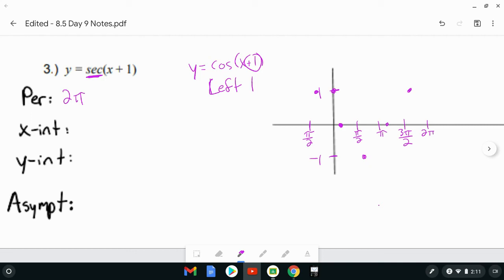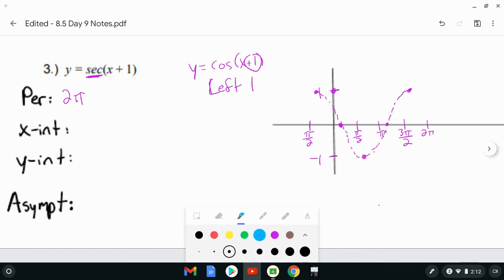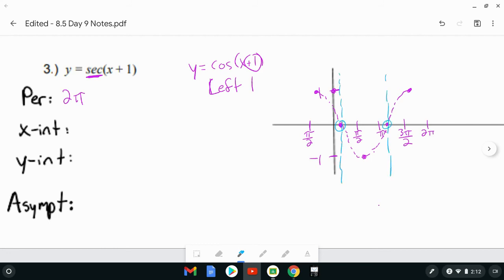So if we graph this one, this again is just the cosine graph of x plus 1. But recall that the secant graph is very similar again to cosecant, where the x-intercepts are your vertical asymptotes. And then the maxes and mins represent the maxes and mins of your secant graph.